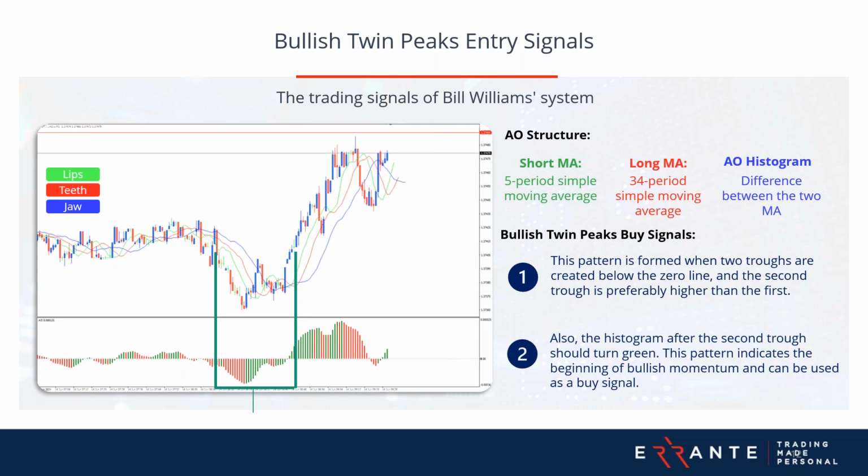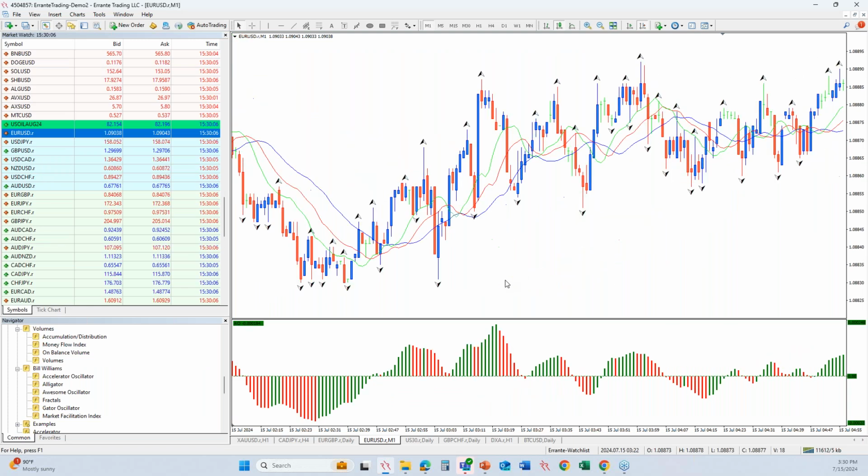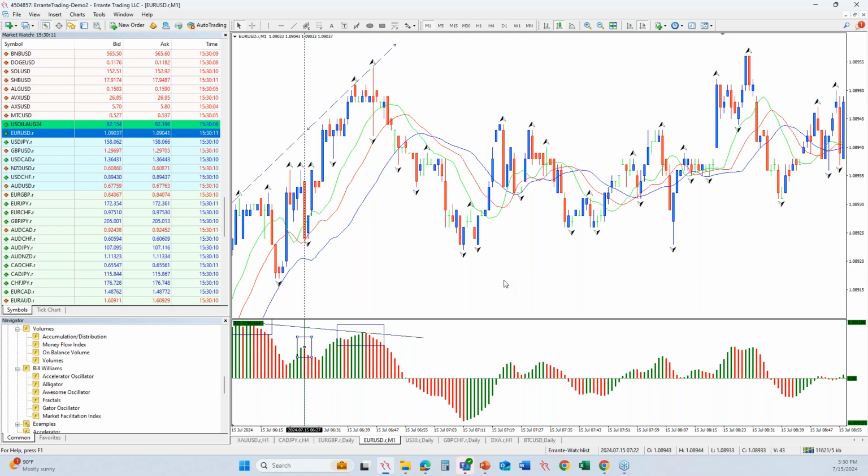But again, look for support levels that coincide with the bullish twin peaks pattern to increase the reliability of the signal. And as with the bearish twin peaks, consider entering slightly before the second trough fully forms if other indicators are bullish. By support and resistance, we mean something like this. For example, let's get back to our previous example.